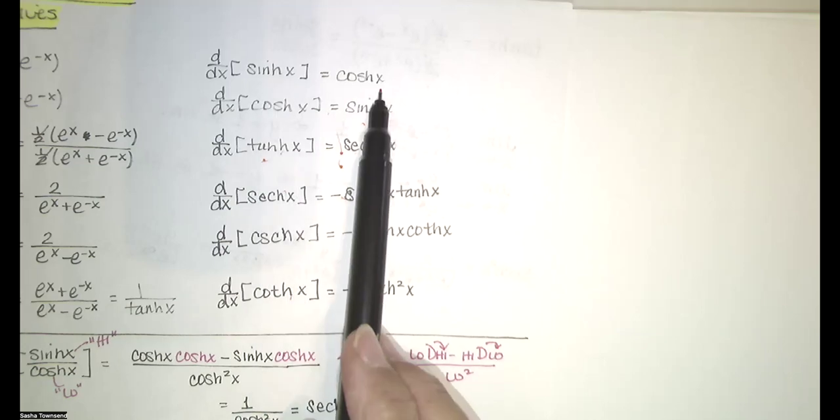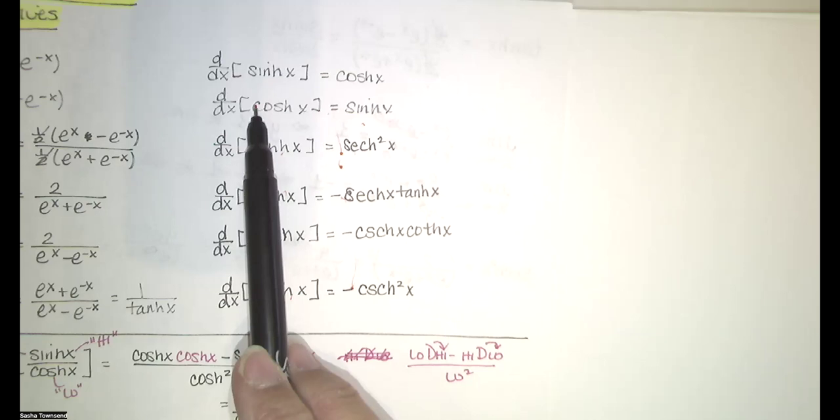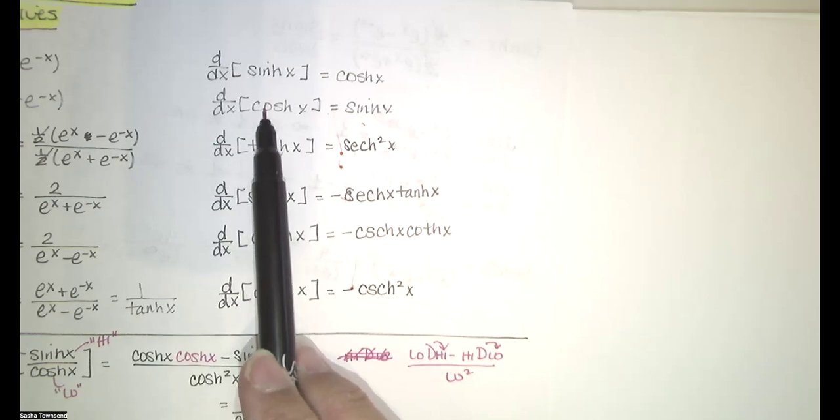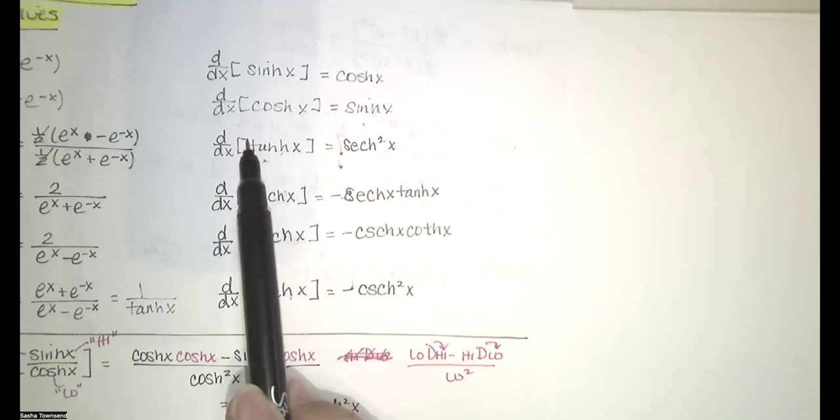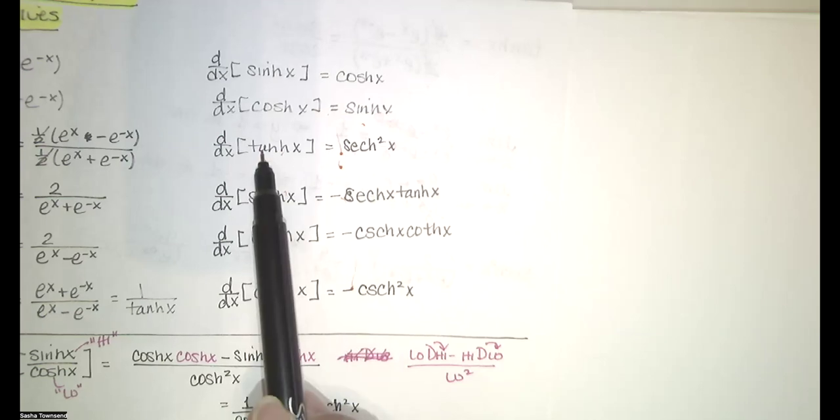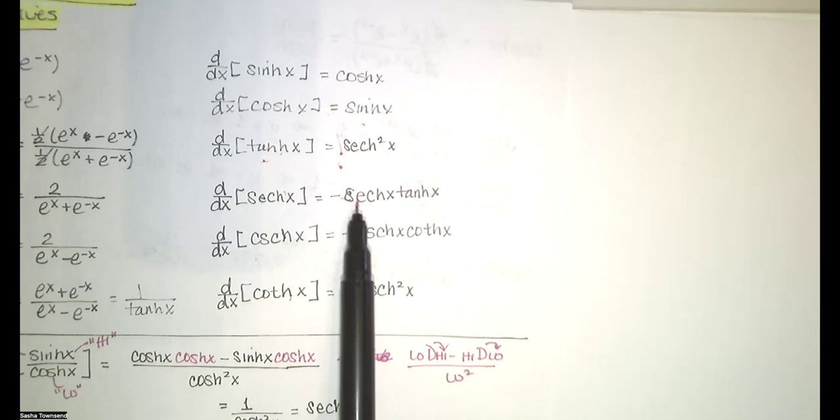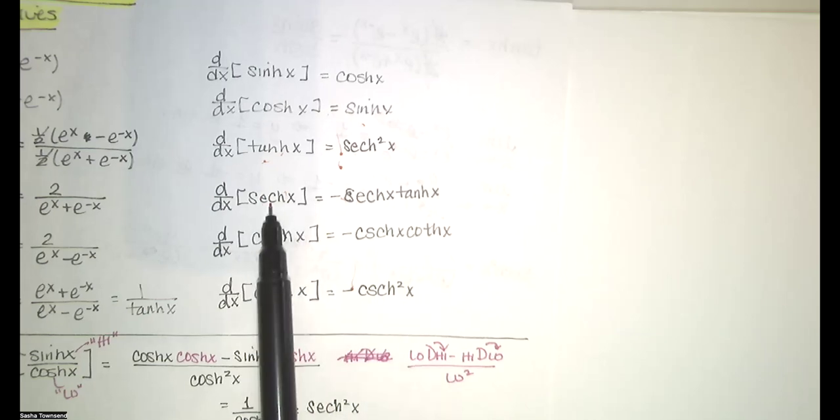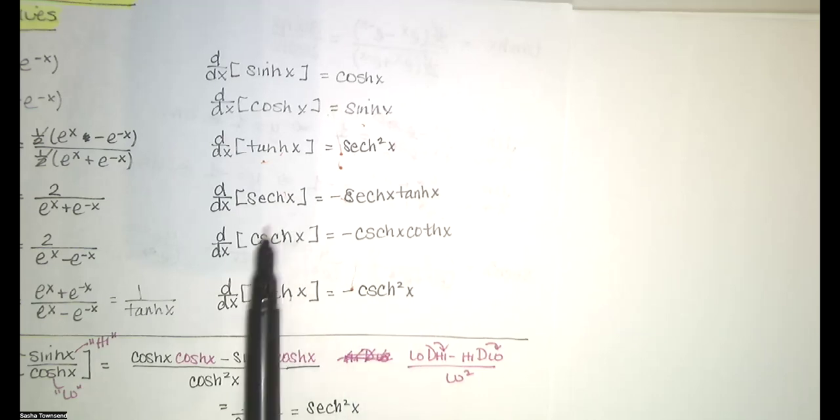Derivative of sine is cosine. Derivative of hyperbolic sine is hyperbolic cosine. The derivative of cosine is negative sine. The derivative of hyperbolic cosine is positive sine, hyperbolic sine. Derivative of hyperbolic tangent is hyperbolic secant squared, because the derivative of tangent is secant squared. The derivative of secant of x is secant times tangent. Derivative of hyperbolic secant of x is negative hyperbolic secant times hyperbolic tangent.